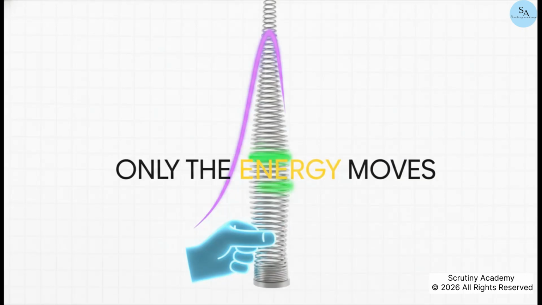Okay, on to our next clue. Let's imagine that same slinky, but this time it's hanging from the ceiling. You give the bottom a little flick to the side. What happens? You see this hump travel all the way up, but the slinky itself doesn't actually go anywhere, right? It just moves side to side. So what's actually moving up? It's the energy. And this is a huge concept for all waves. Waves transfer energy, not matter.